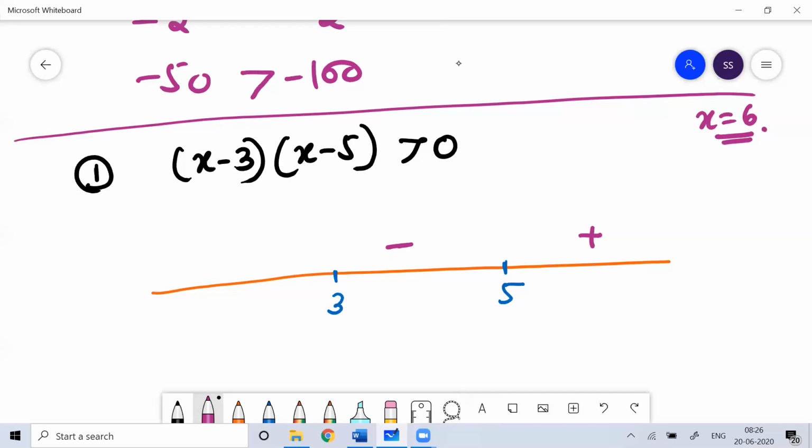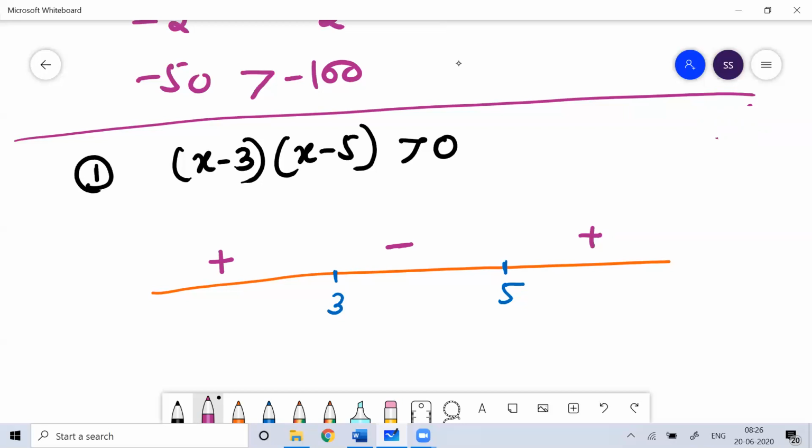Okay. Then you think of any value less than 3. Suppose x equals 2. Then 2 minus 3 would be minus 1, and 2 minus 5 would be minus 3. So minus 3 into minus 1 would be positive. Just think of the sign. So if you take any value of x less than 3, then also you will get a positive value.